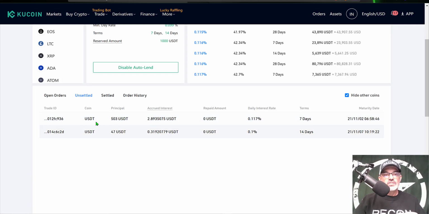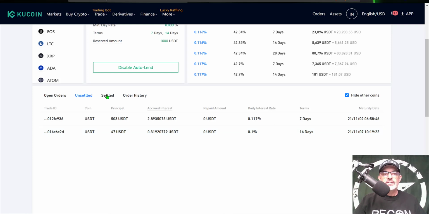And you can see the other loan, just a $47 loan. The daily interest rate on that is still higher than my minimum of 0.1%. And it's a 14-day loan that expires November 7th. And so that's about 9 or 10 days out.